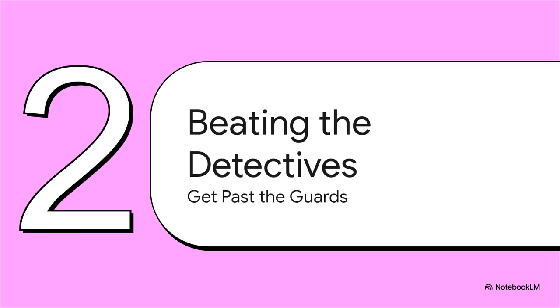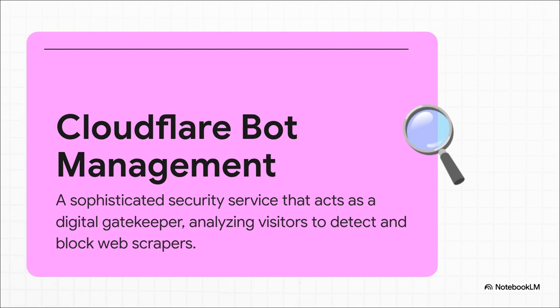You know, every good heist starts with the same first step. You have to case the joint and figure out the security. In our world, the guards are these advanced anti-bot systems standing between you and the data you need. And a lot of the time, the head of security we're up against is Cloudflare's bot management. Think of it like a digital bouncer at the most exclusive club in the world. It uses all sorts of tricks, like machine learning and behavioral analysis, to scrutinize every single visitor. It's constantly trying to figure out who's human and who's a bot trying to sneak in.